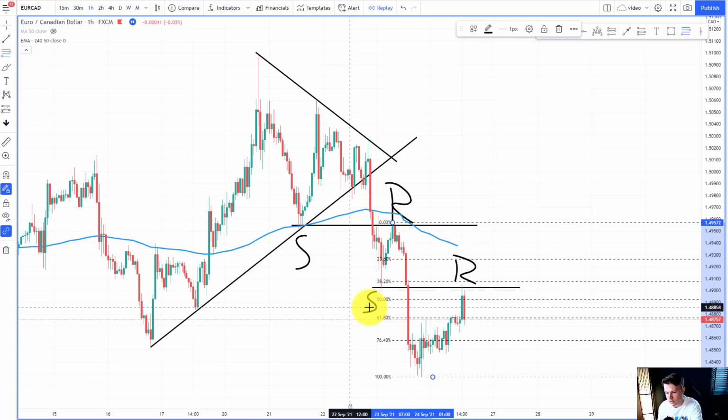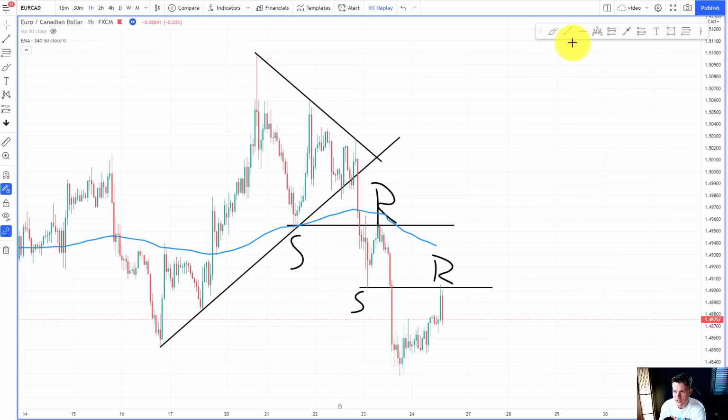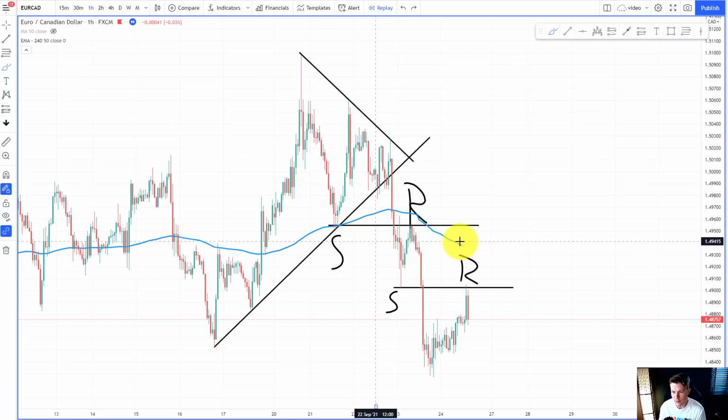In this case, the Fibonacci is not helping, but that's okay. We have a nice confirmation here. Previous support may be turning into resistance. The moving average is also now starting to point lower, which is great, because that's what we want to see, some confirmation of the moving average.